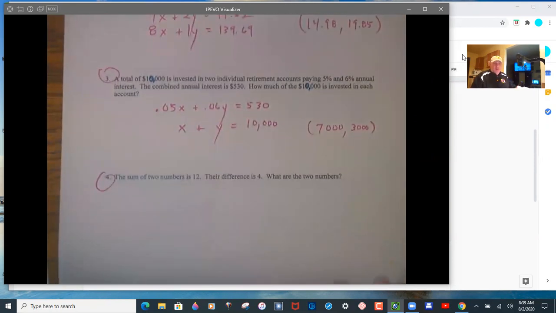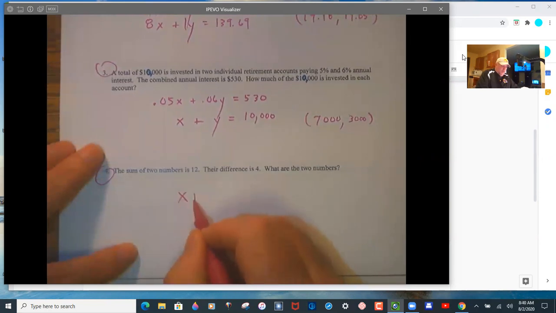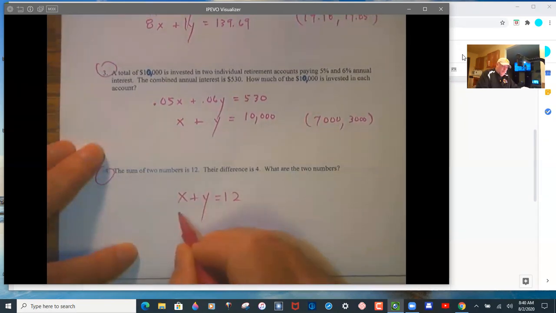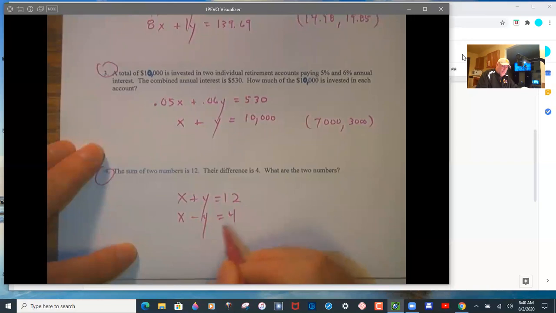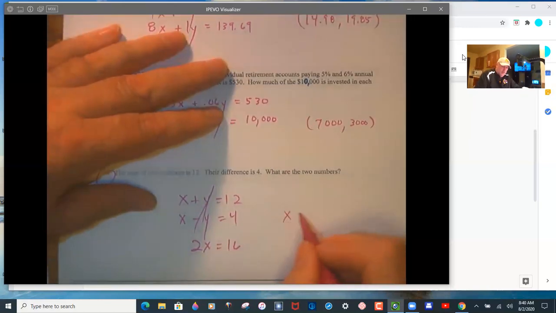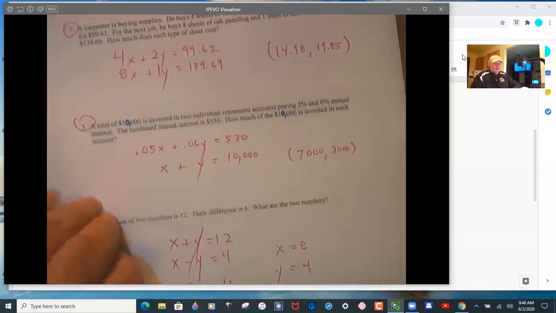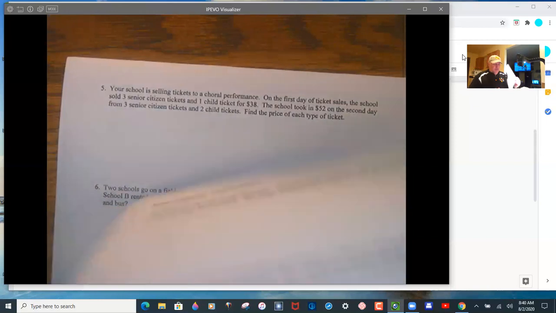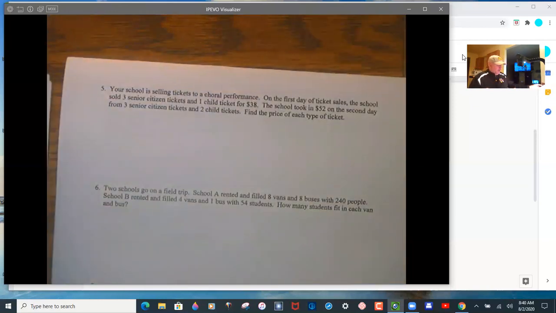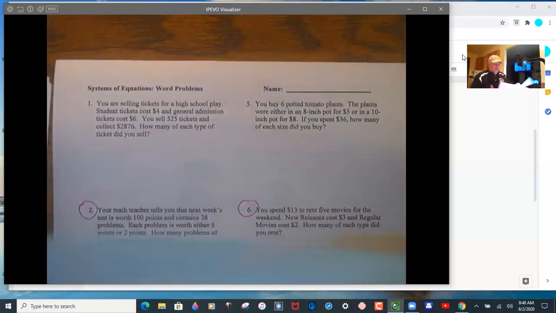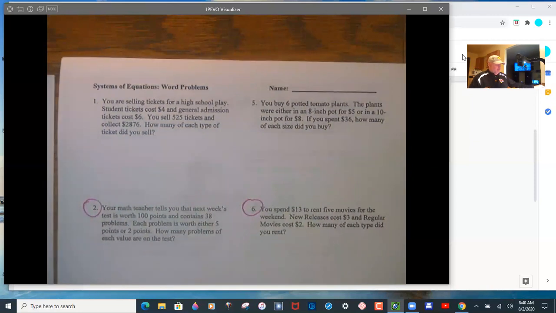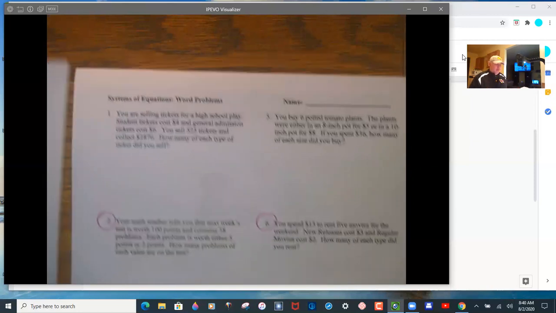Okay, 4 is the sum and difference game again. Sum is 12, the difference is 4. What are the 2 numbers? I think this is exactly the first problem, so 8 and 4. So these end up being pretty simple. If you can use technology with them, just try to focus on the set of notes.